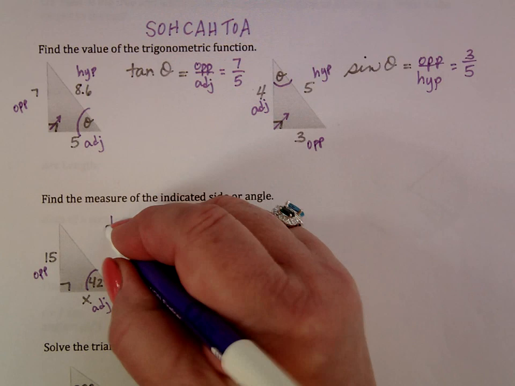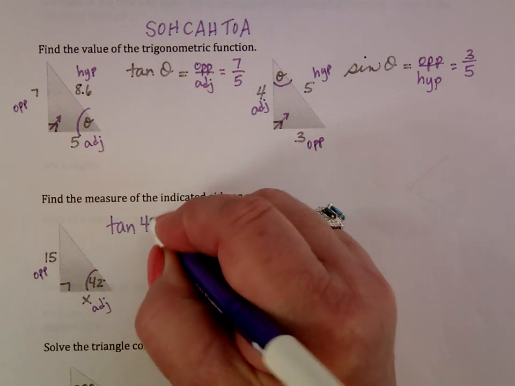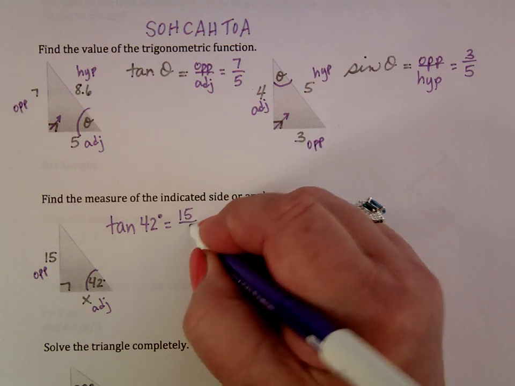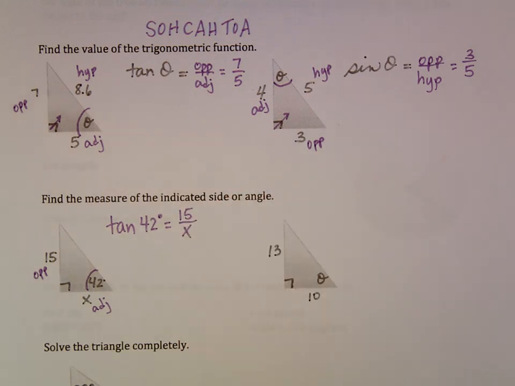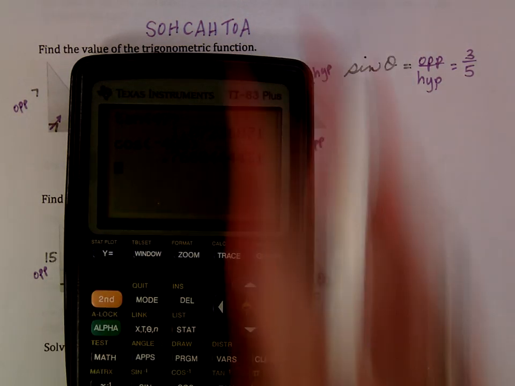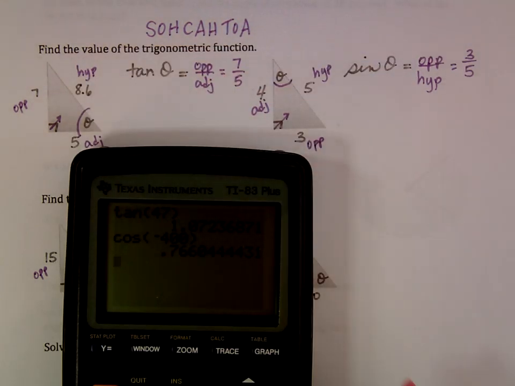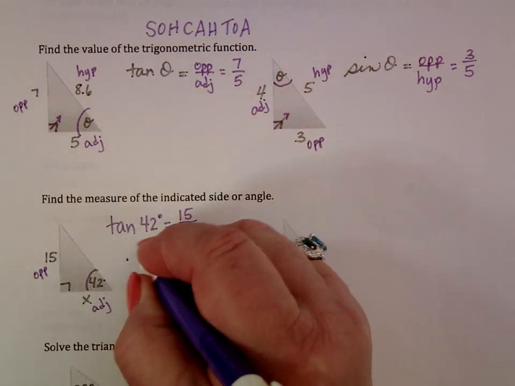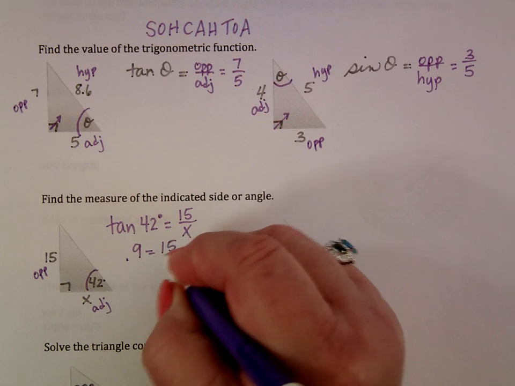So I'm going to set this up. Tangent of 42 degrees equals the opposite, which is 15, over the adjacent, which is x. And so there's your statement, and then you're going to go to your calculator and you're going to figure out the tangent, so you can see it, tangent of 42. And it gives you 0.9004. We'll round that to 0.9. So 0.9 equals 15 over x.